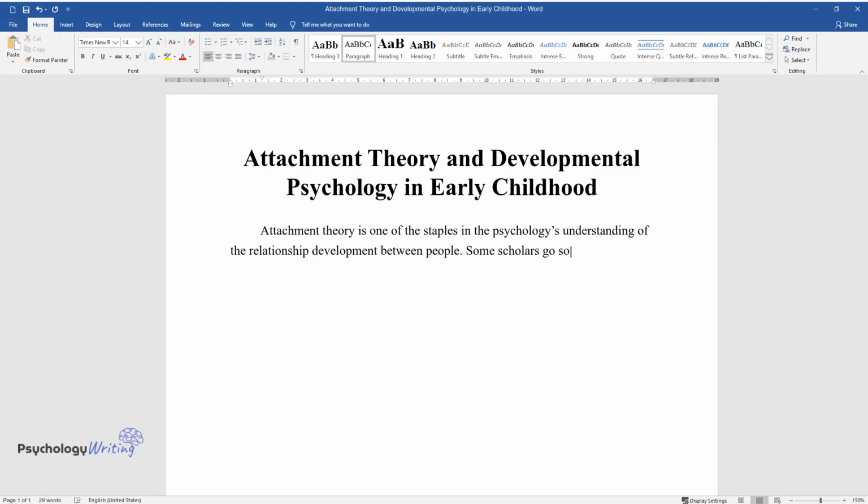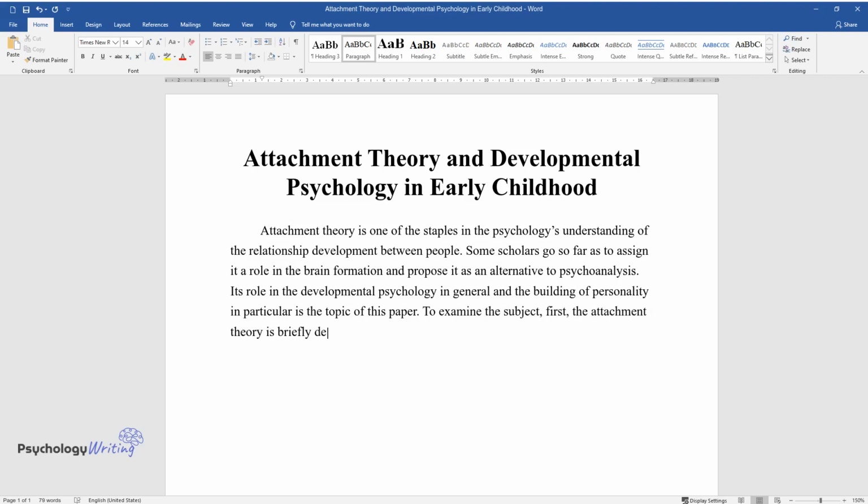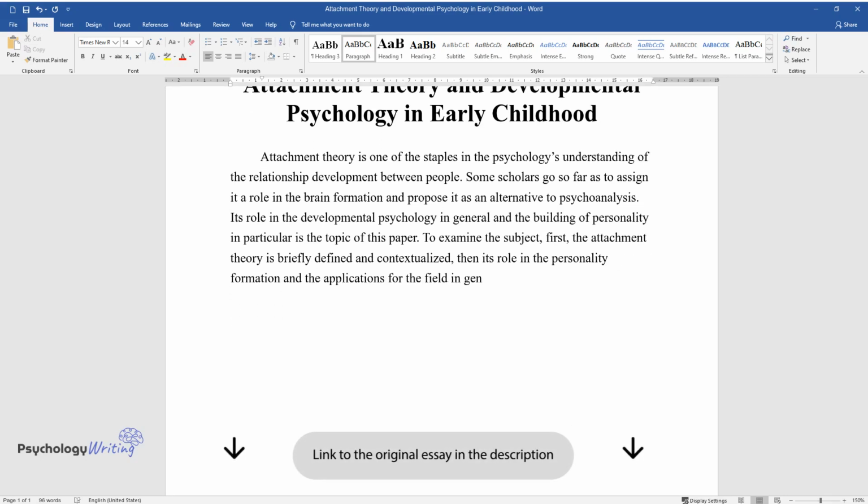Some scholars go so far as to assign it a role in brain formation and propose it as an alternative to psychoanalysis. Its role in developmental psychology in general and the building of personality in particular is the topic of this paper. To examine the subject, first, the attachment theory is briefly defined and contextualized, then its role in personality formation and the applications for the field in general are studied.